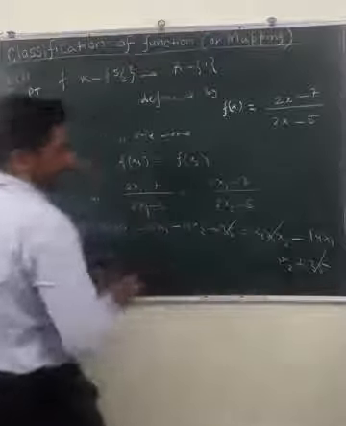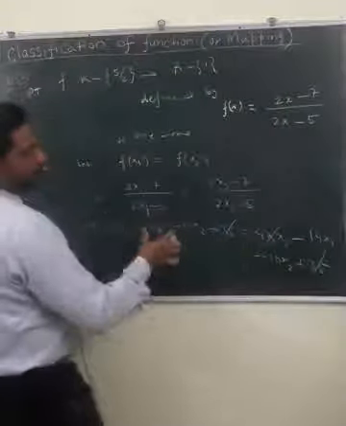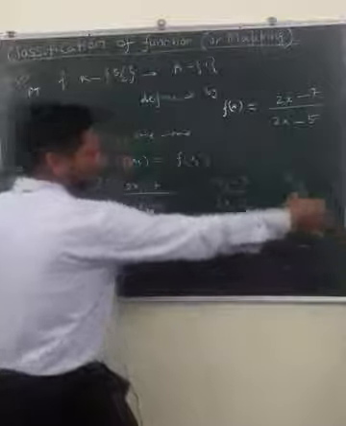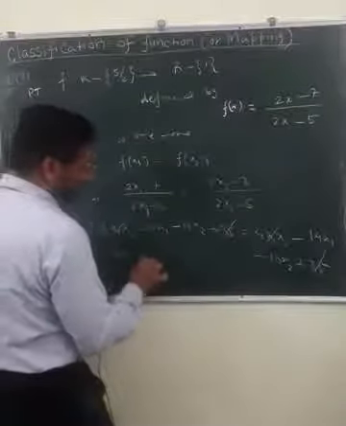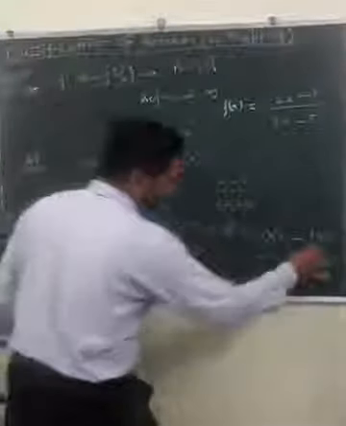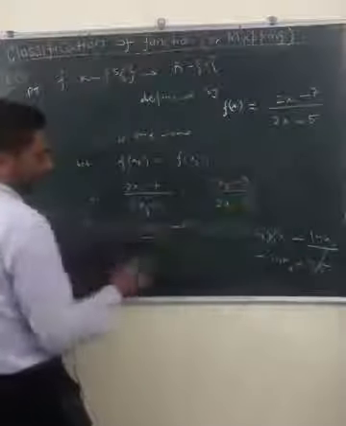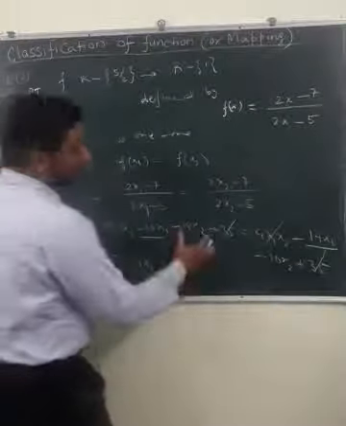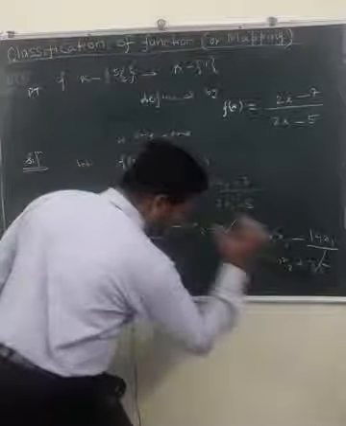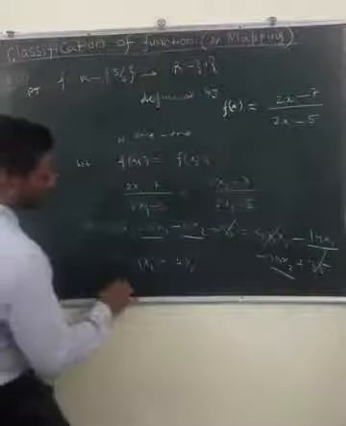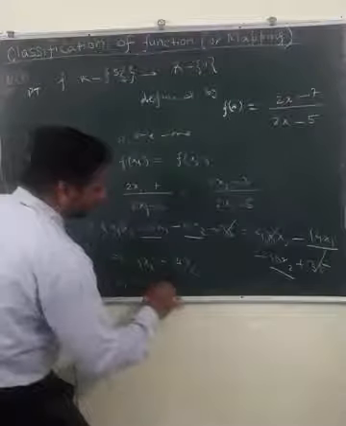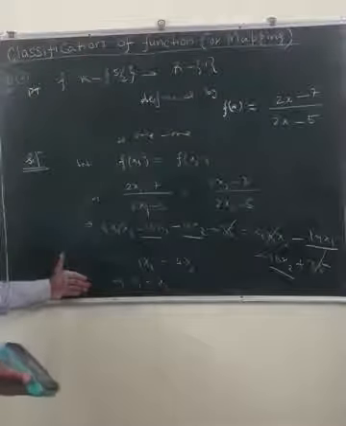If I take x1 and x2 on different sides, x1 I am taking this side, so minus 14x1 will come here, then it will be 4x1. Here minus 10x1, it is minus 14x1, so it will be 4x1. I will take this term to this side, again 4x2. That means what? x1 = x2, and this function is a one-one function.